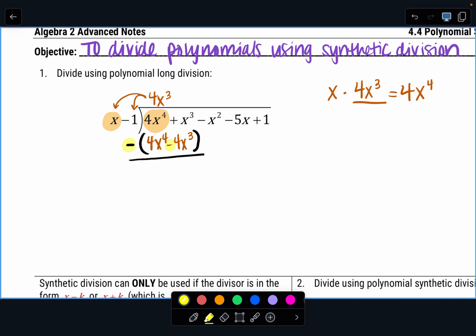Goal of this is always that first term is going to go away. 4x to the fourth minus 4x to the fourth is 0. Technically, you don't have to write the 0. Now, when I do x cubed, because this is really 1x cubed, plus, because we just said two negatives make a positive, 1x cubed plus 4x cubed. What's 1 plus 4? 5. So I'm going to have at the bottom 5x cubed.